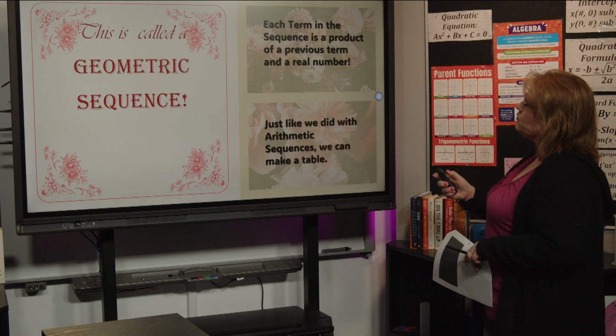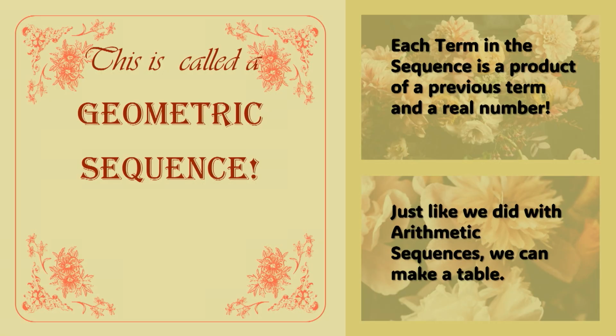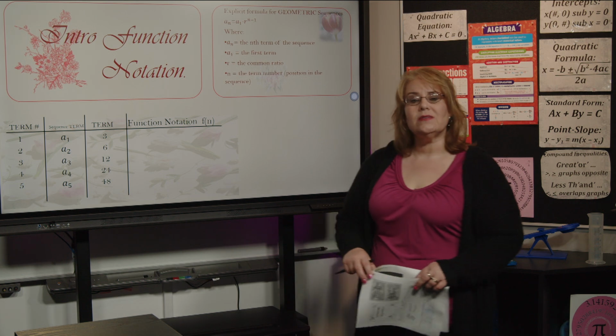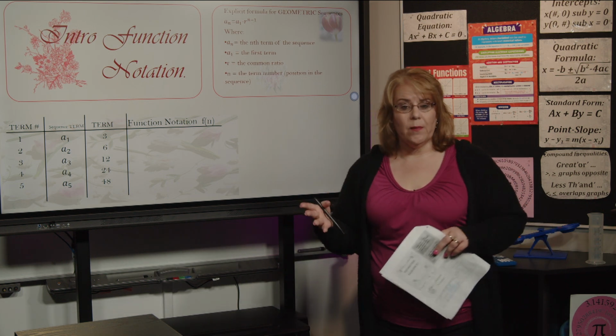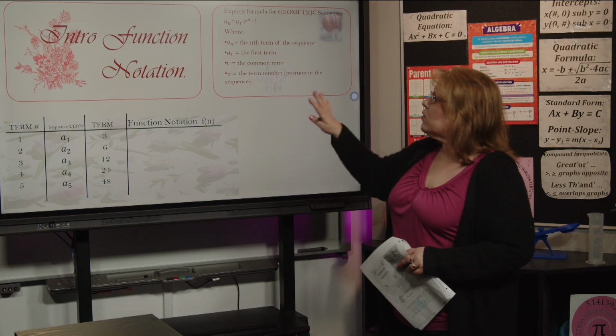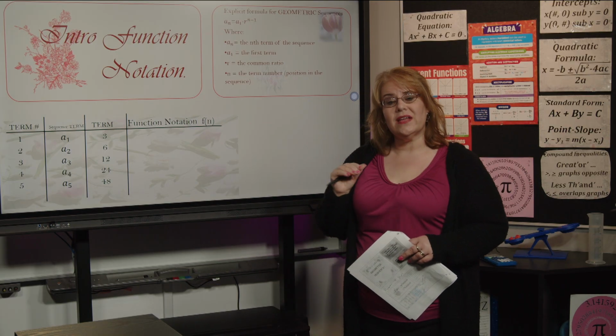So let's see. It says this is called a geometric sequence. Each term in the sequence is a product, very important, a product of a previous term and a real number. Just like when we did arithmetic sequences, we can make a table. So let's look at these. So here is our intro to this function notation. Remember, we have f of something when we were doing those linear, or f of something when we did those quadratics. Now that we're looking at sequences, we can also use that function notation.